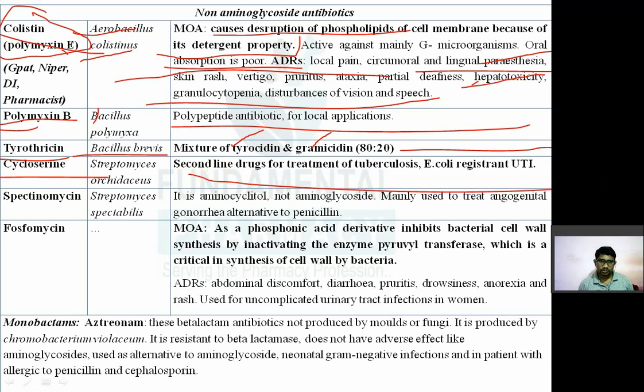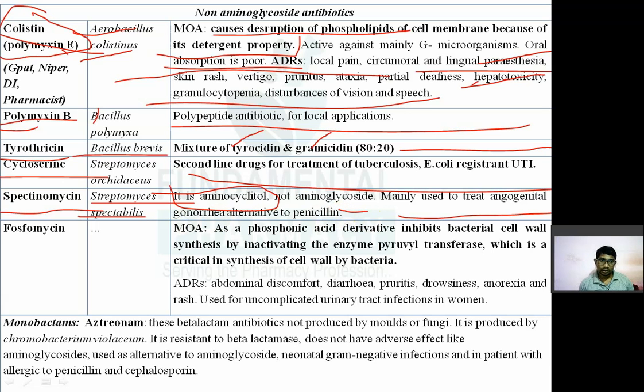Next one is spectinomycin, obtained from Streptomyces spectabilis. It is an aminocyclitol, not an aminoglycoside. It is mainly used to treat urogenital gonorrhea as an alternative to penicillins. If penicillins are ineffective, then spectinomycin is used.